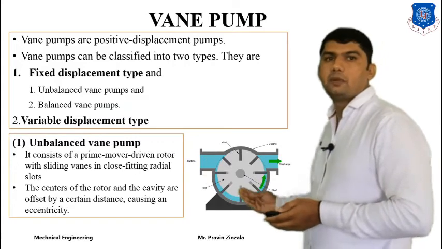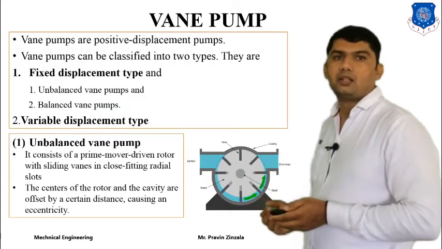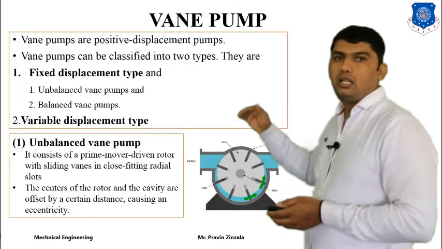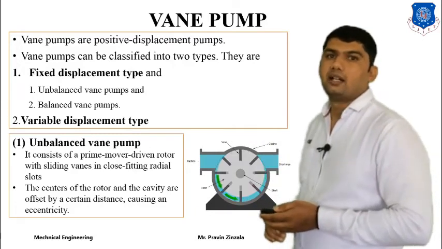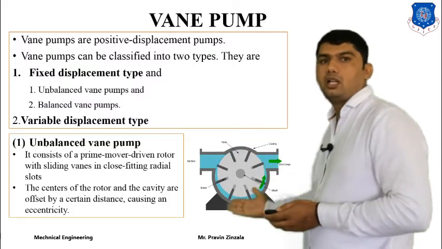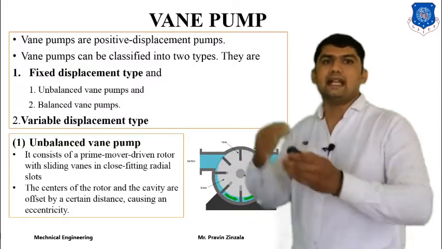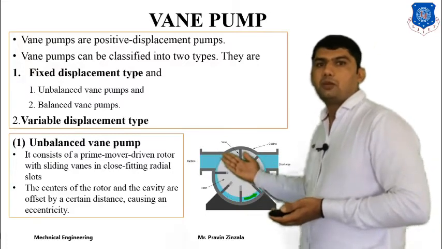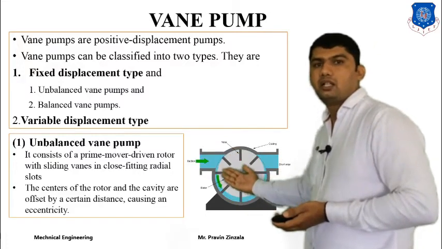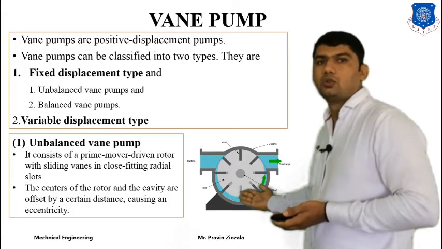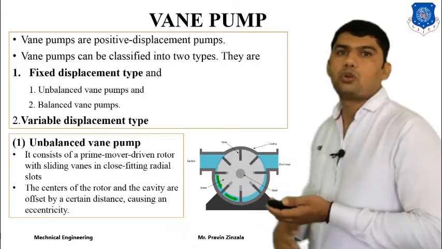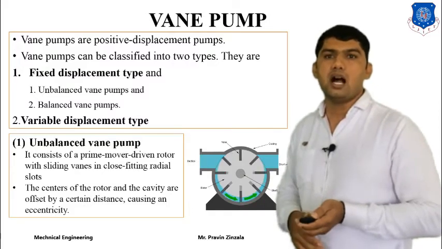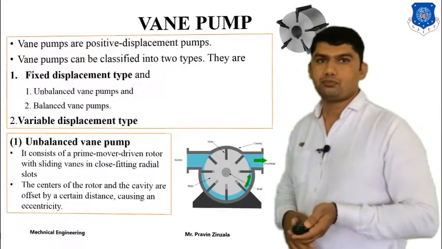In the unbalanced vane pump, the shaft is rotated by an electric motor and the rotor is mounted on the shaft, and vanes are inserted in the rotor. The vanes move continuously up and down due to centrifugal force. This is the inlet portion, so fluid will be passed here and inserted between two vanes, and this is the outlet portion of the vanes. So this is the construction of a basic unbalanced vane pump.